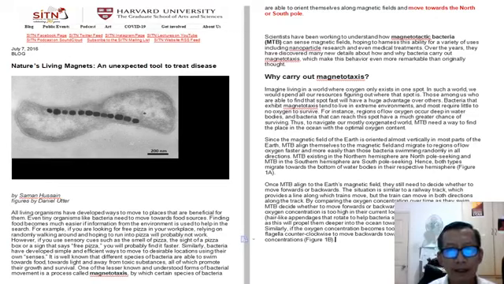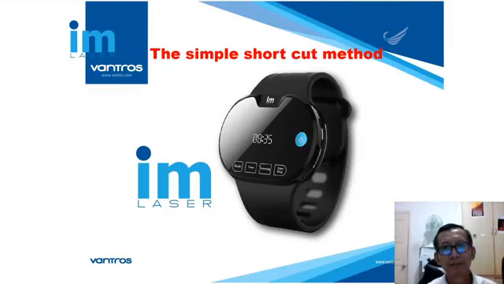In actual fact, magnet is a very good tool that can help to relieve us. Why? Because our blood has minerals like iron. So it will be able to magnetize the field and increase the blood circulation as well. So the simple shortcut method, the IM laser, IM in terms is called integrative medicine.